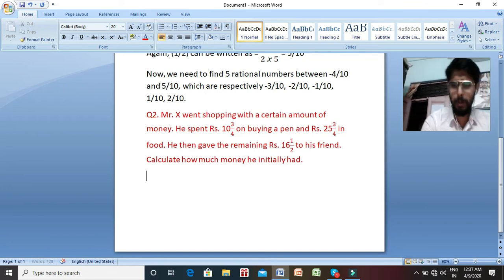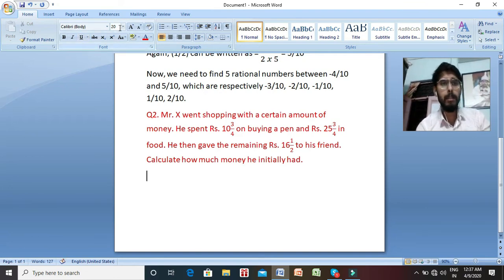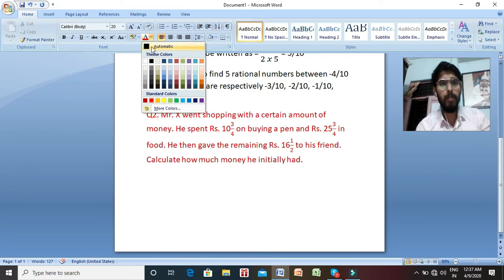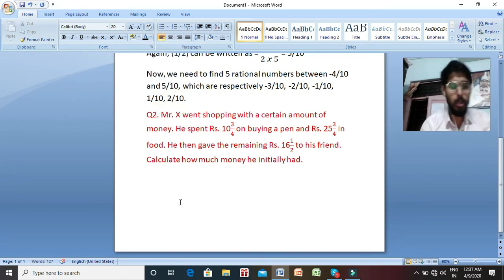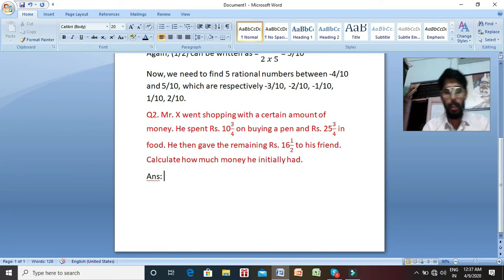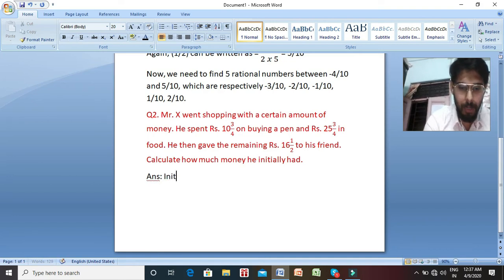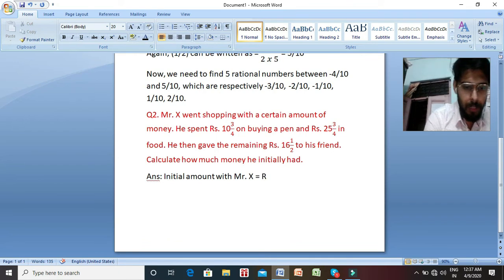Now one thing is pretty much clear from this question, that the summation of these 3 contributions, rupees 10 whole 3 by 4, then rupees 25 whole 3 by 4, and finally rupees 16 whole 1 by 2, this sum adds up to be the total amount that he was carrying in the beginning. So I can write initial amount. You don't need to write so here, just write initial amount with Mr. X should be equals to rupees.